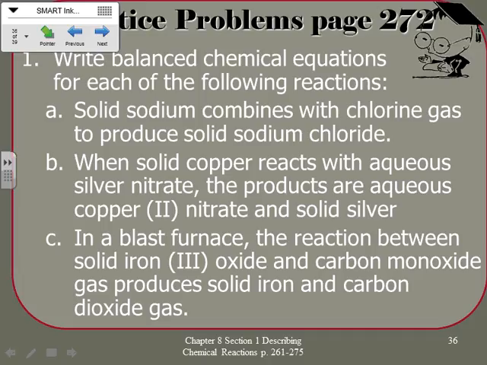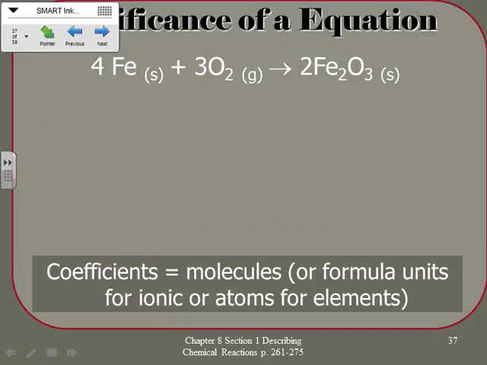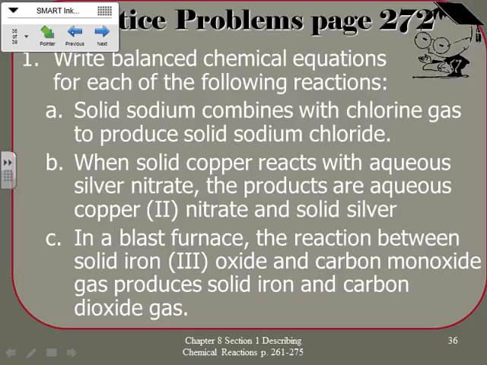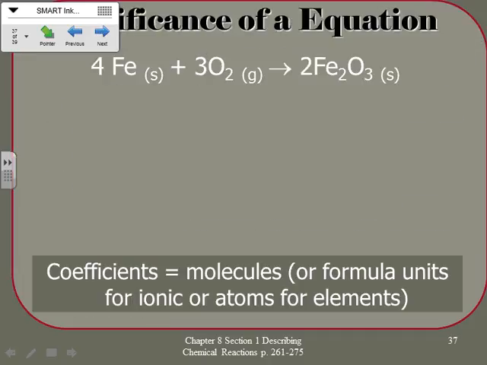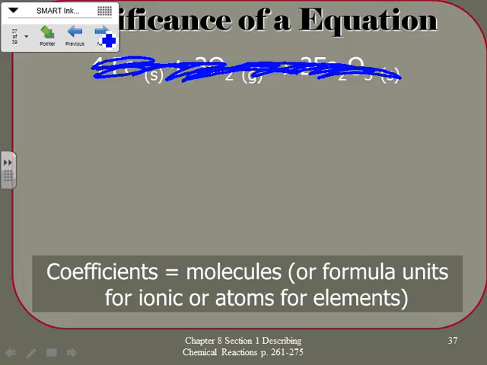In a blast furnace, the reaction between solid iron 3 oxide and carbon monoxide produces solid iron and carbon dioxide gas. Okay, so, wait, is that it? So we need the iron 3. Solid iron 3. No, okay, that's not it. You know what? I'm going to use this slide because it's kind of blank. Just ignore this for now. Okay? What's the right answer? No, that's not. That's a different problem.